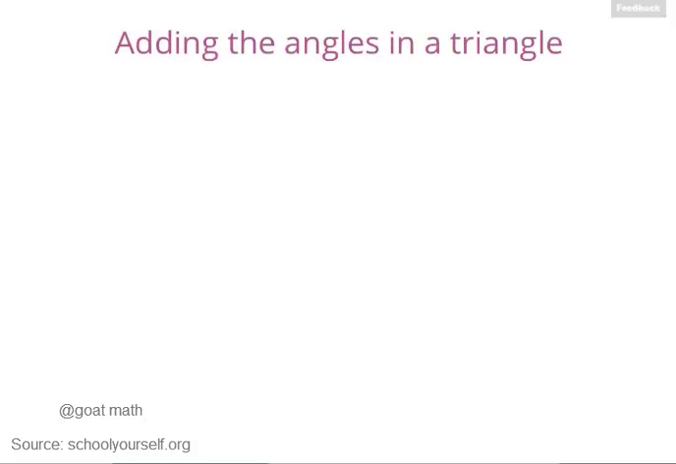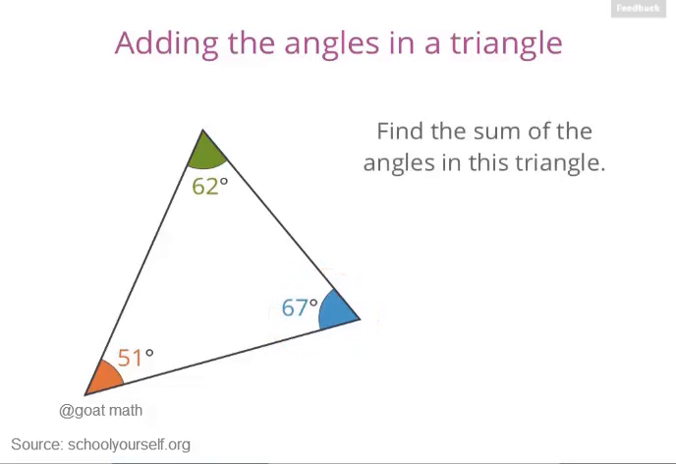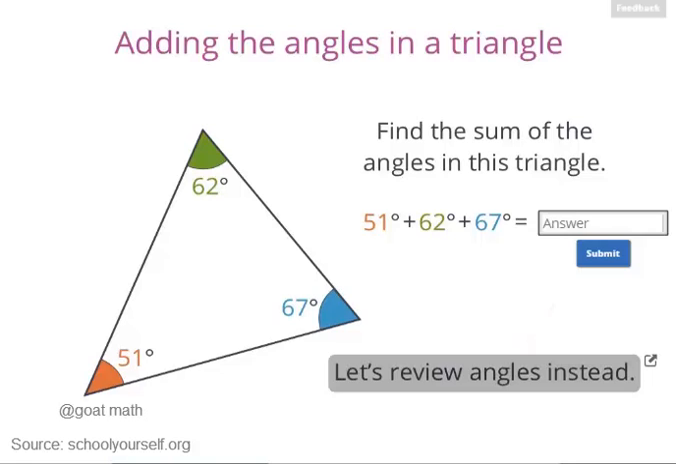Let's see what happens when you add up the 3 angles in a triangle. Here's a sample triangle, and let's color its 3 angles. Now this angle over here is 51 degrees, this one is 62 degrees, and this one is 67 degrees. So what's the sum of these 3 angles? In other words, what's 51 degrees plus 62 degrees plus 67 degrees? And if you'd like to review what angles are instead, then click over here.